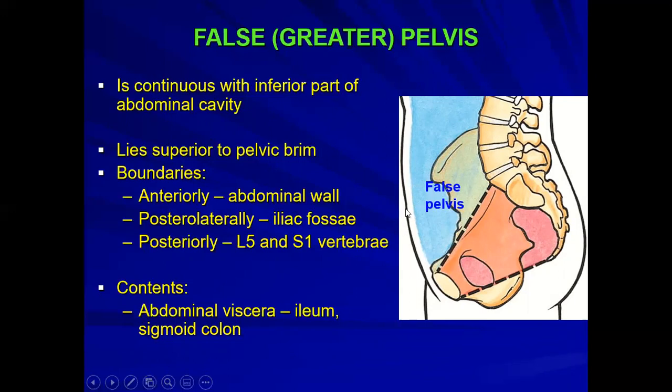Anteriorly, definitely we have the abdominal wall. Posterolaterally, we have the iliac fossa. So this is the iliac fossa. And posteriorly, we have L5 and S1, sacral vertebra number 1. So the content of the false pelvis is the abdominal viscera, like the ileum and also the sigmoid colon.